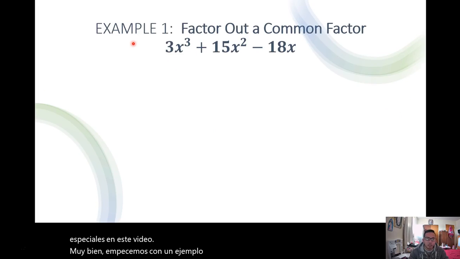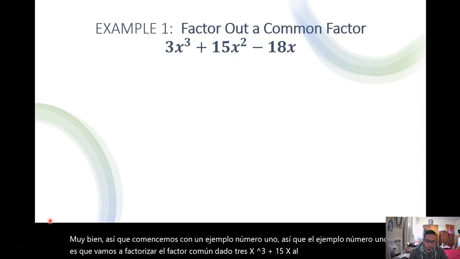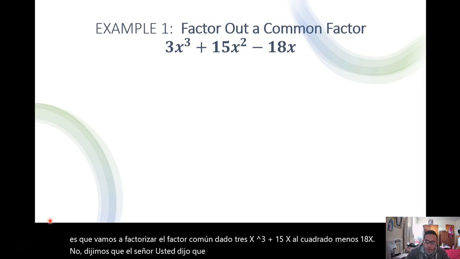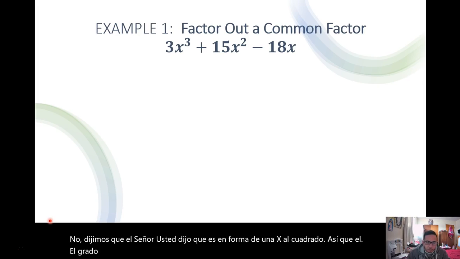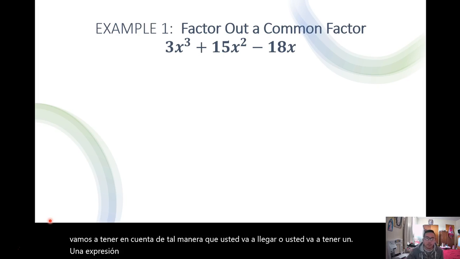Example number 1: we're going to factor out a common factor given 3x cubed plus 15x squared minus 18x. Now we said that it is in the form of ax squared, so the highest degree would be second degree, but this one is a cube. That's why we are going to factor out in such a way that you will be having an expression that has the highest degree on second degree.